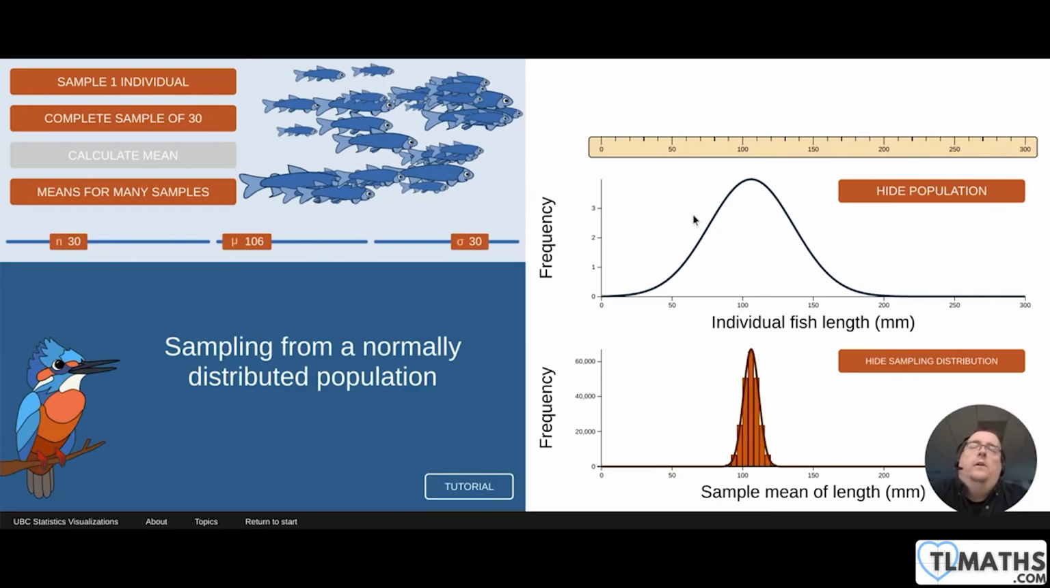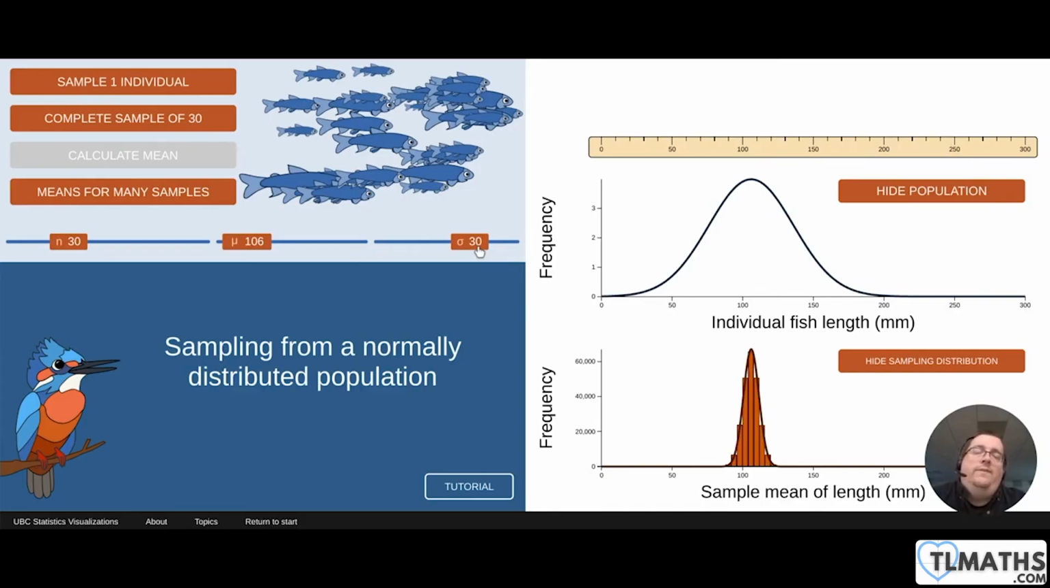So how does this work? Well, the idea would be that you would have a population, which in this case has a mean of 106 and a standard deviation of 30, and you're going to take a sample of size 30. So let's say you go out onto the lake and you catch a sample of 30 fish. You measure each of them, you put them back into the lake, and you divide the total of your 30 measurements by 30, and you get your sample mean.